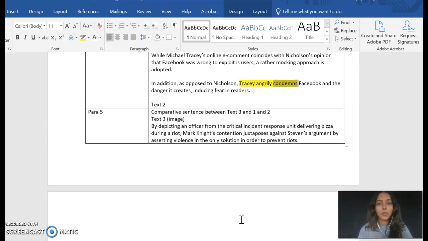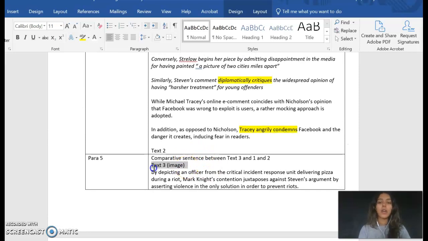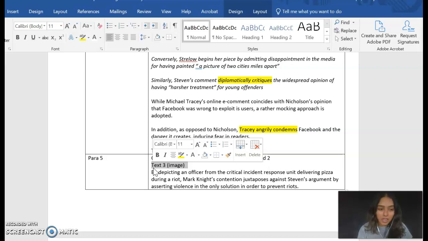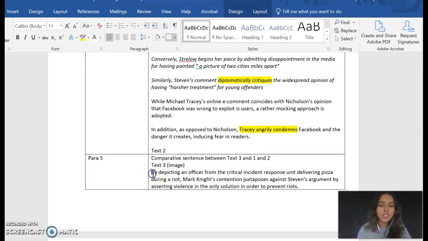The same thing with your text 3. So once you move on to paragraph 5 or 6, you are up to the image. And we will talk about how to analyze an image in a separate video, I think. But here is your comparative sentence. By depicting an officer from the Critical Incident Response Unit delivering pizza, Mark Knight's contention juxtaposes, good word, against Stephen's argument by asserting violence is the only solution in order to prevent riots. So this is saying basically Knight's contention is way different, or is juxtaposed to Stephen's one.